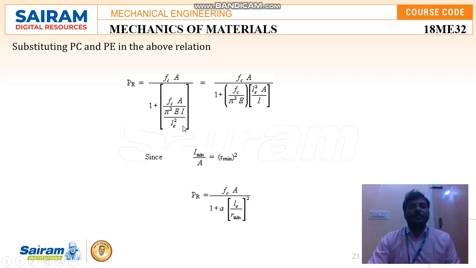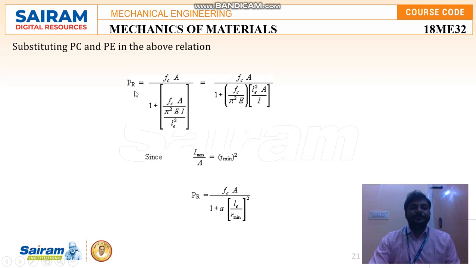So this pi square E I by L square is equal to Euler's critical load for long columns. Now by equating these equations and substituting, Fc by A will be equal to 1 plus Fc into A by pi square E by L square into I. Since I is the moment of inertia, and I minimum by A will be equal to r square, we can replace I by A with r square.